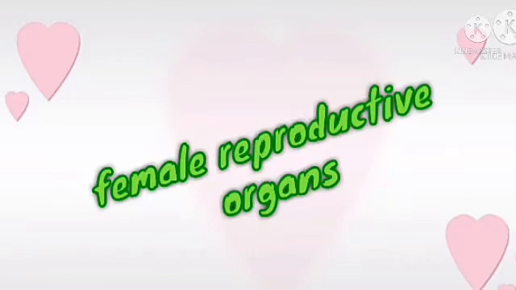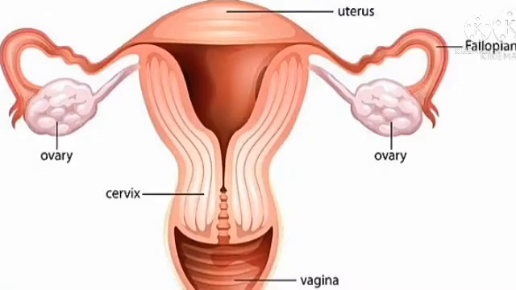Now let's look at the female reproductive organs. This is the female reproductive organ, and this is the structure. You can see the ovary, the vagina, the fallopian tube, and the uterus. So the female reproductive organs are made up of the following parts.